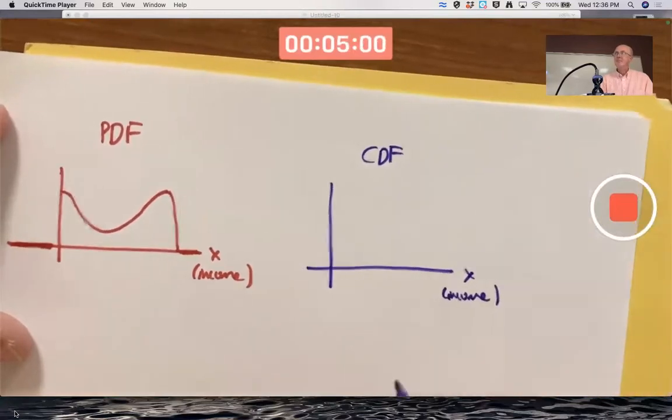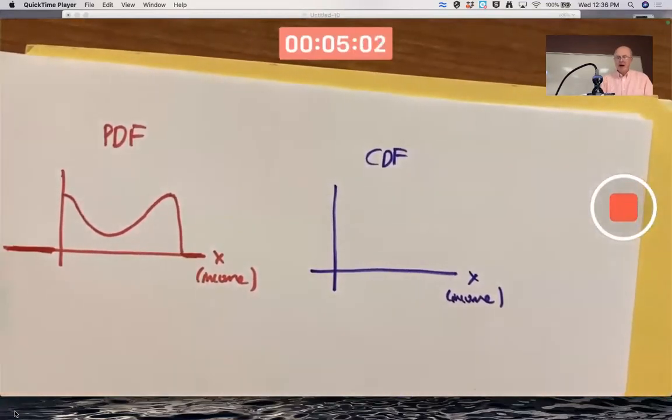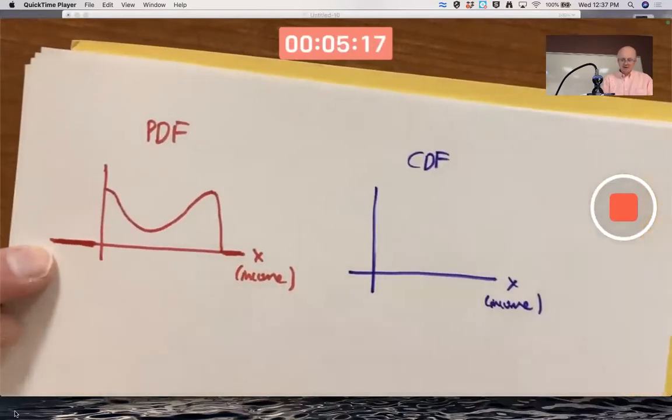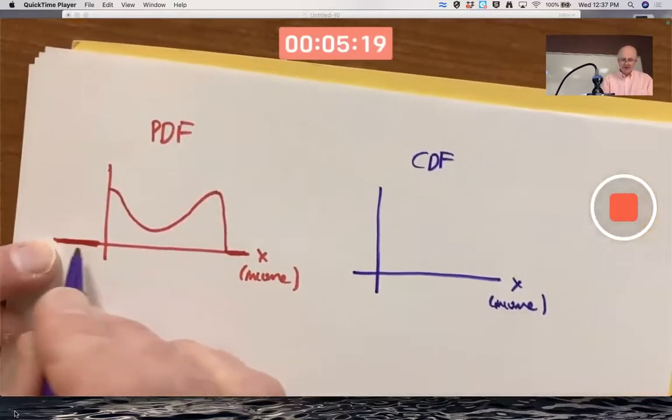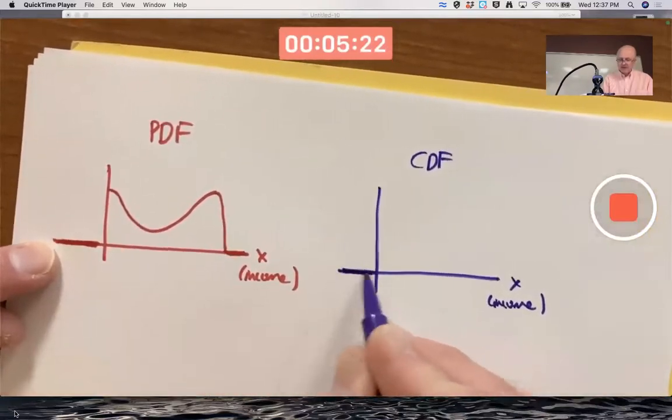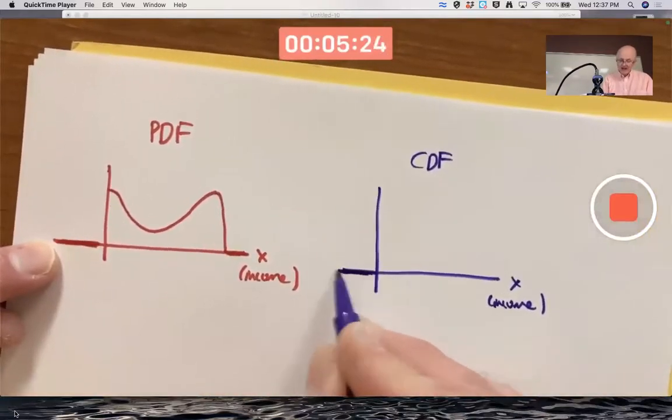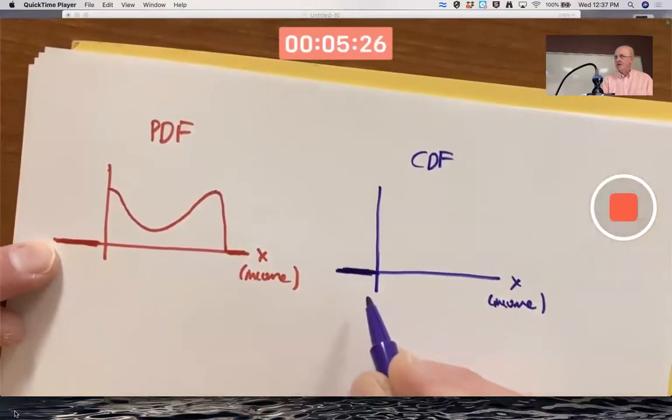That function can't possibly be going down. As the income goes up, the fraction of the population with an income less than the given number can't be going down. This function never decreases. It always is either constant or going up. Its derivative, again, is the PDF. The PDF is 0 over here when x is negative, so the CDF also has 0 slope, and in fact has 0 value as well, because nobody has less than 0 income.